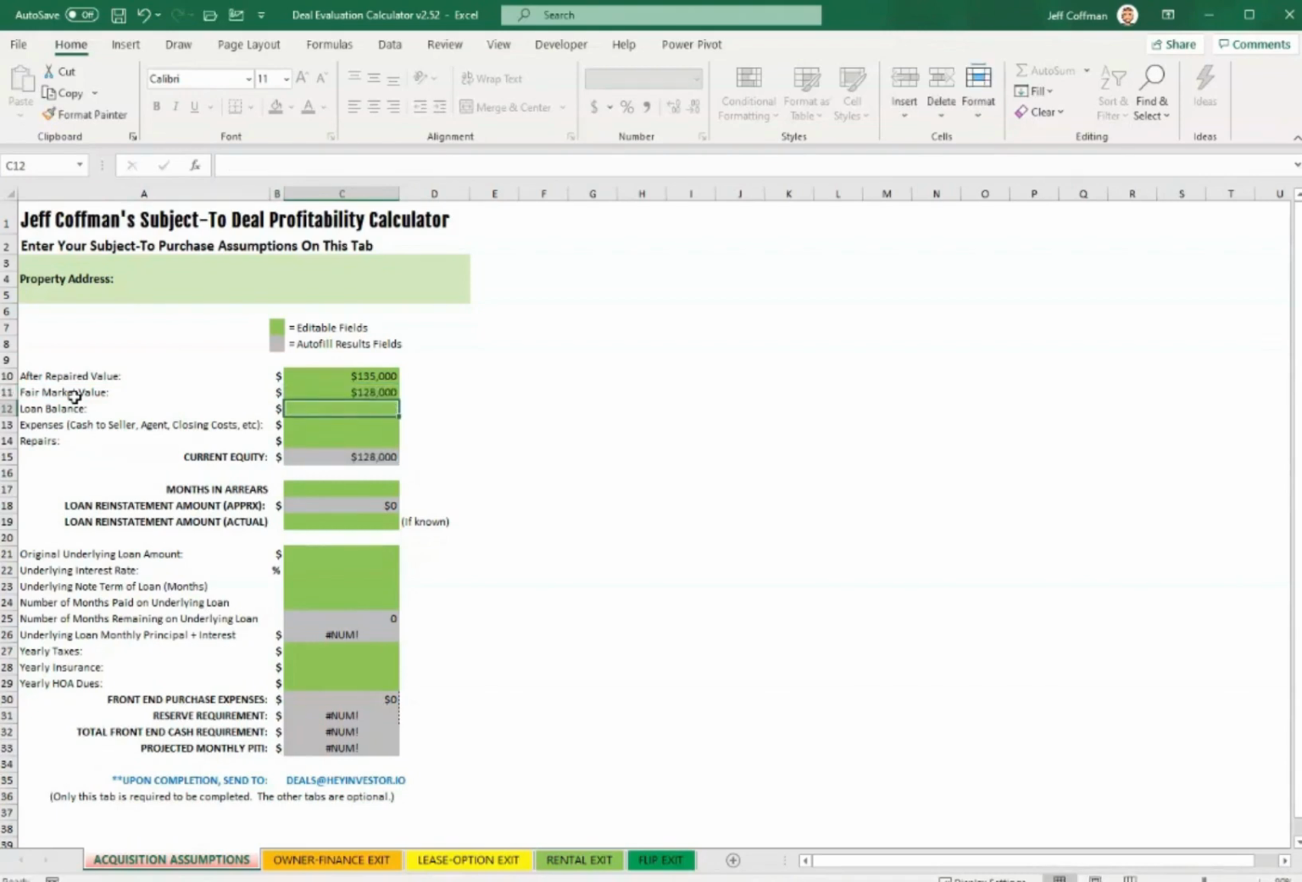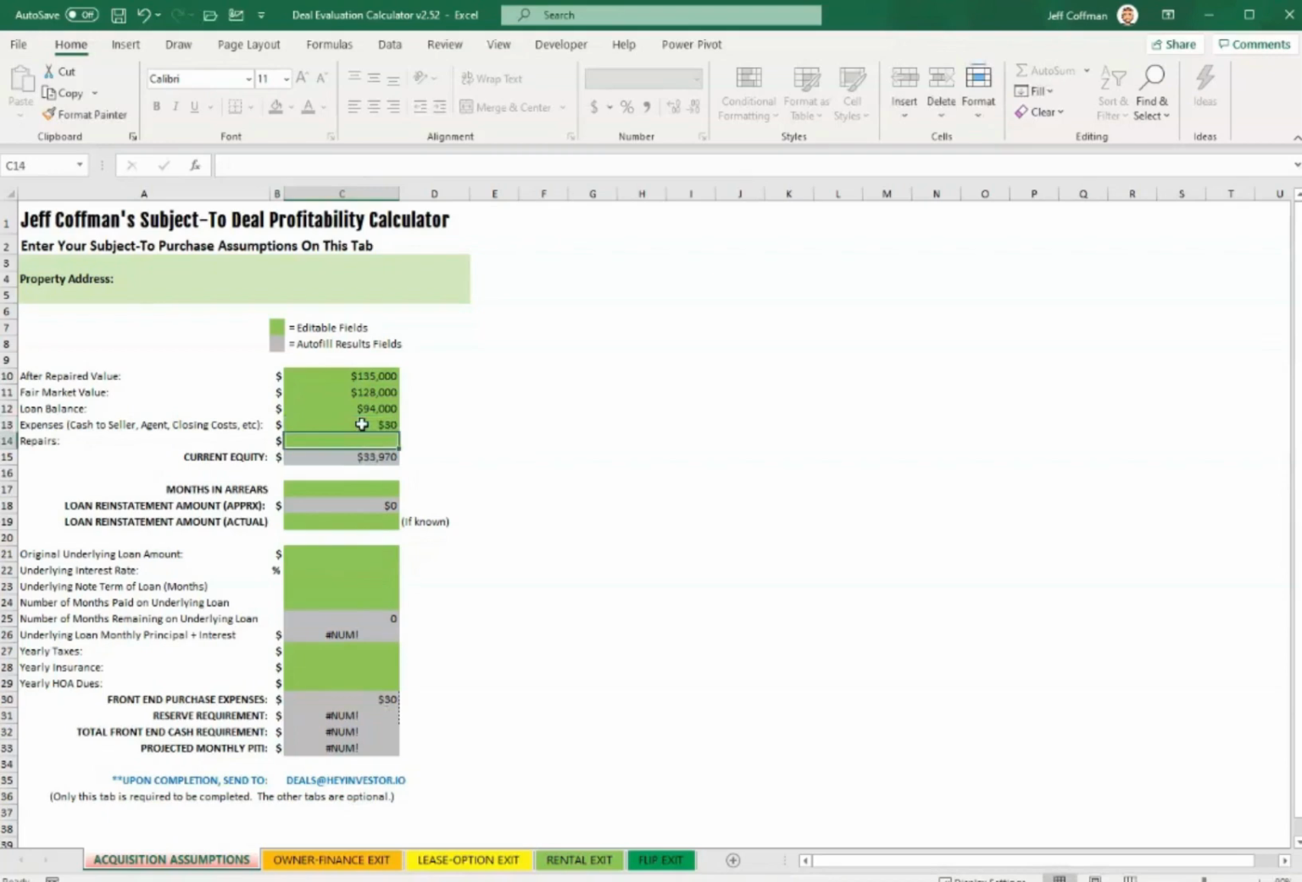Now the seller's loan balance, the remaining balance on her loan, was $94,000. And I did not have any expenses on this property, meaning I wasn't giving any cash to the seller, and I wasn't paying an agent to bring me this deal. I did have some very minute closing costs, but I actually closed this deal myself, so I'm not even going to include them here. I think maybe I'll include $30. I think that's what I paid to close this property.